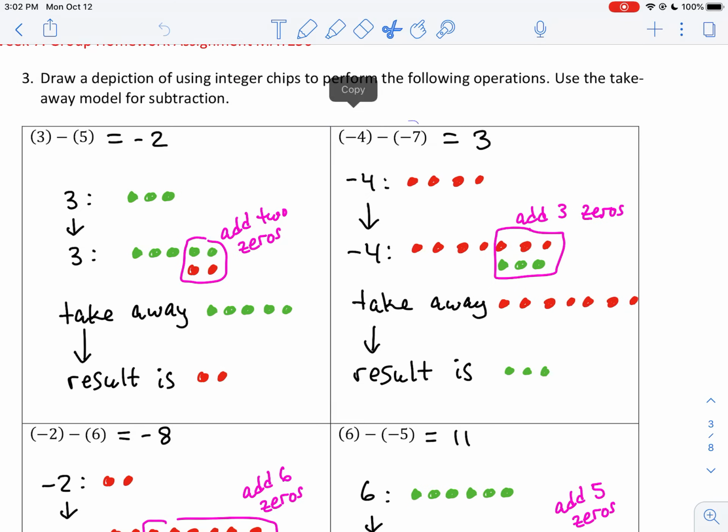If I have -4 and I want to take away -7, well, I start with a representation of -4, but there aren't 7 reds to take away, so I need to add 3 more zeros. And now I can see that I have 7 reds I can take away, and that leaves these 3 greens left over. So -4 take away -7 will result in +3.